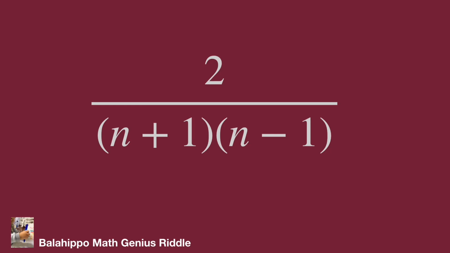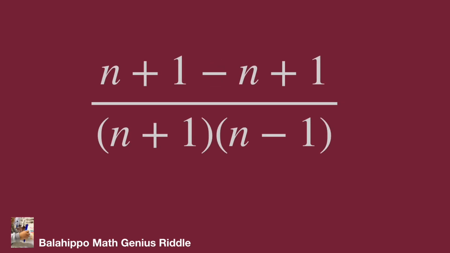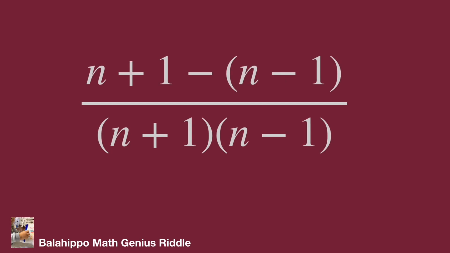Then look at the components: 2, n plus 1 and n minus 1. We find n plus 1 minus quantity n minus 1 equals 2. And we can generate n plus 1 and n minus 1 in the numerator of the fraction. Therefore, rewrite the numerator as n plus 1 minus n plus 1 over quantity n plus 1 multiplied by quantity n minus 1. Adjust the numerator, then get n plus 1 minus bracket n minus 1 bracket over quantity n plus 1 multiplied by quantity n minus 1.